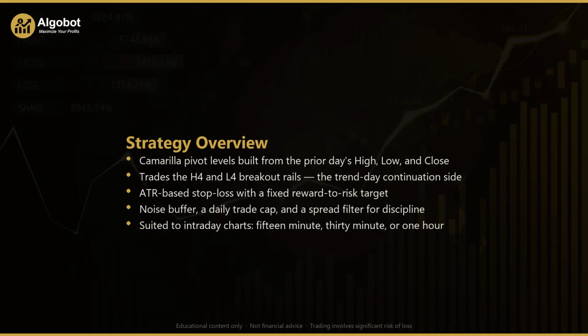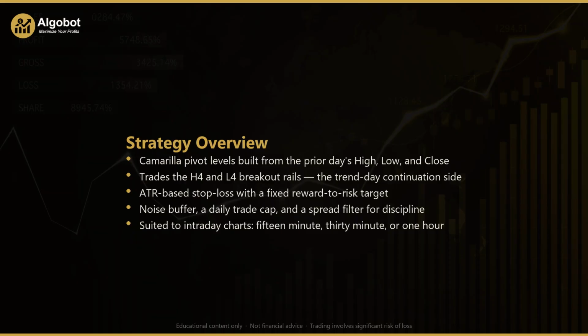The traditional reading of Camarilla pivots goes like this. While price stays inside the inner H3 to L3 band, the day is considered rotational, and many traders fade the edges, expecting price to swing back toward the middle. But when price forces a close beyond the wider H4 or L4 rail, that rotation has arguably failed. Order flow has become one-directional, and what many traders call a trend day may be underway. This strategy is designed to take the continuation side of that move.